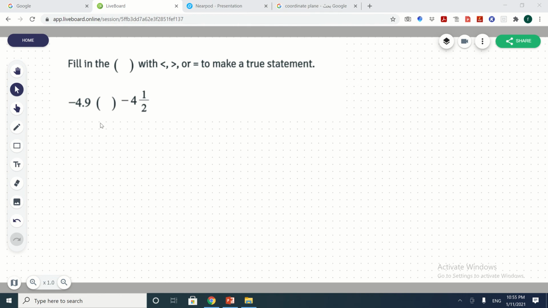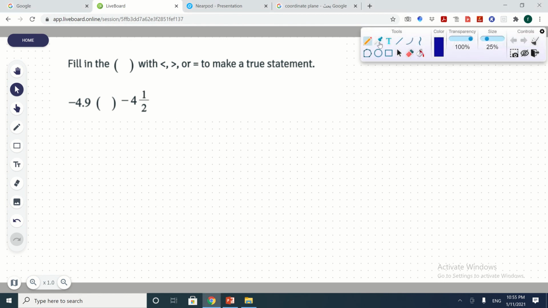Also here we have two negative numbers. We will keep the decimal and we will change this mixed number to be decimal. Negative 4.9 and here it will be negative 4, then point between the number and fraction. 1 over 2, we all of us know that it's 0.5. If you don't know, you can take this fraction and divide to have the answer.